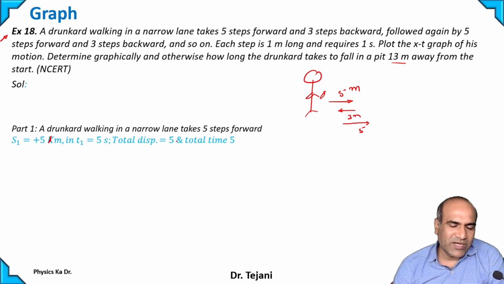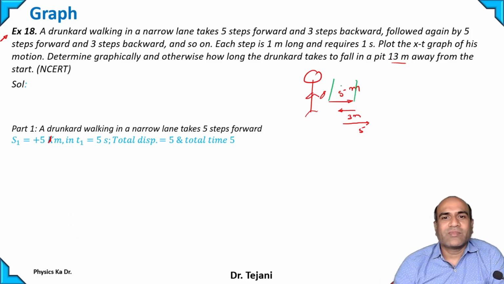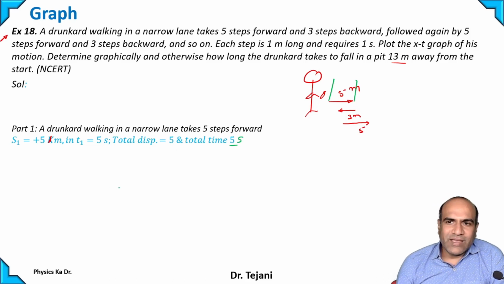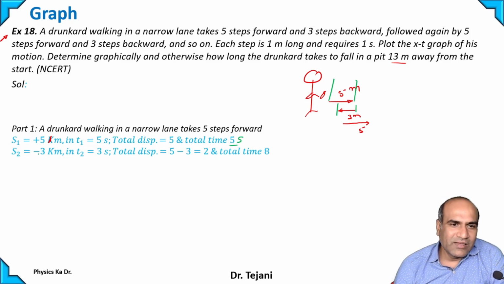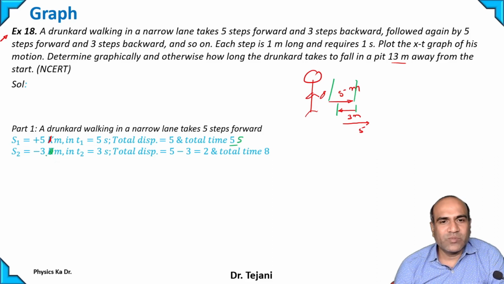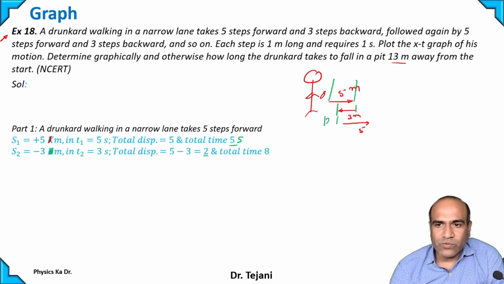So the total displacement he travels from this position to the next position is 5 meters, and total time is 5 seconds. Then he returns 3 meters, so it should be minus 3. So T2 is equal to 3. Total displacement is 5 minus 3, so 2. And total time is 5 plus 3, 8.